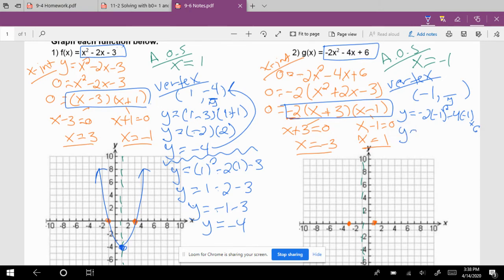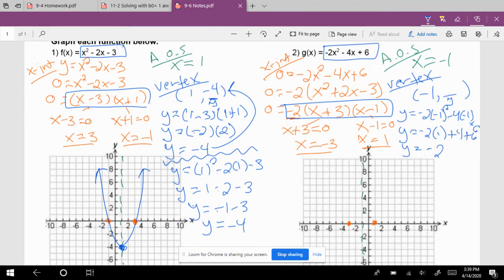Okay, order of operations. If I square the -1, that gives me +1. Because exponents come before multiplication. I cannot multiply -2 times -1 and then square that. That goes against the order of operations. We can't do that. -4 times a -1 is going to give me a +4, and then +6.